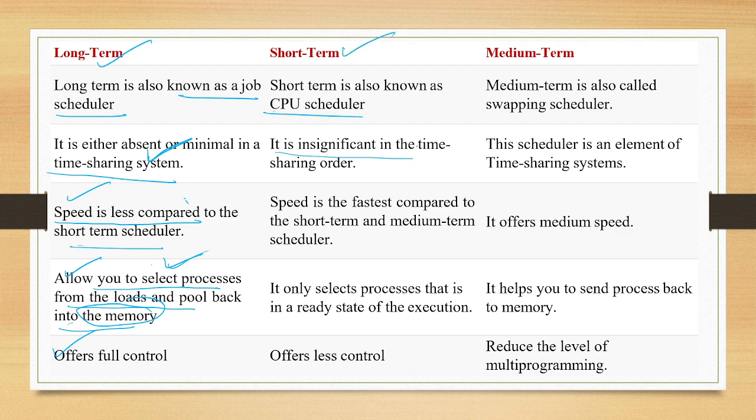Next, the short-term scheduler is also known as the CPU scheduler. It is insignificant in time sharing systems. Speed is fastest compared to the long-term and medium-term. It is very fast. It selects processes that are in the ready state for execution.